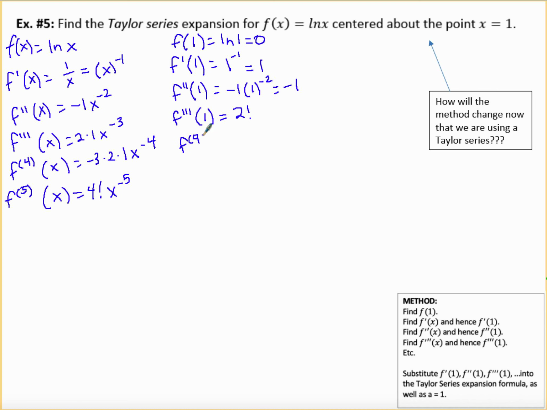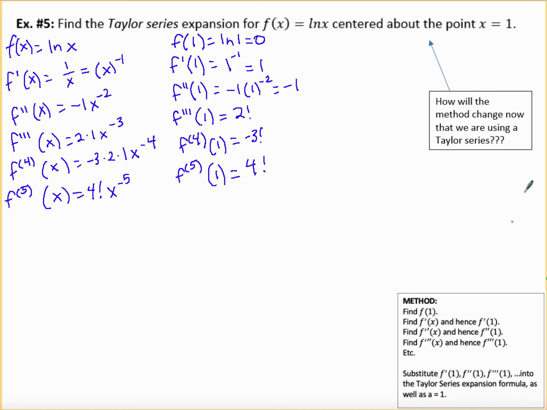Our fourth derivative at 1. So the fourth derivative, I've got negative 3 times 2 times 1. That's going to be negative 3 factorial. And then 1 to the negative 4 power is 1. Beautiful. And the fifth derivative at 1. That's going to give me 4 factorial. And then 1 to the negative 5th power, that's 1. And we can see that this is going to continue along this pattern as we've talked about.